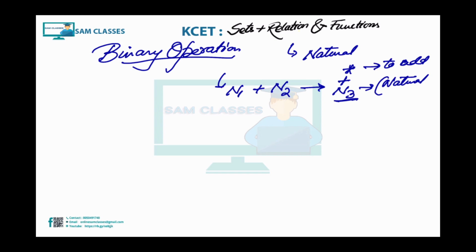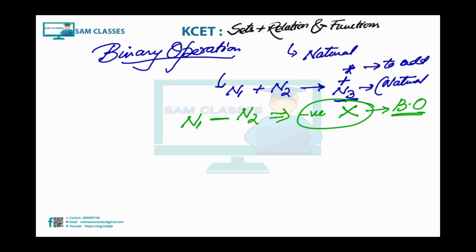In the same way, what about subtraction? We take natural numbers n1 and n2 and perform a subtraction among them. Depending on which number is bigger and which is smaller, we can get a negative number, and that is not defined in natural numbers. So a negative number doesn't exist in natural numbers, so it is not a binary operation.